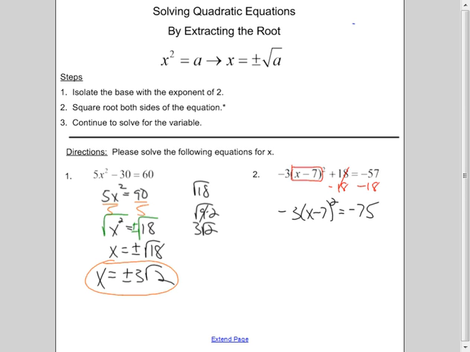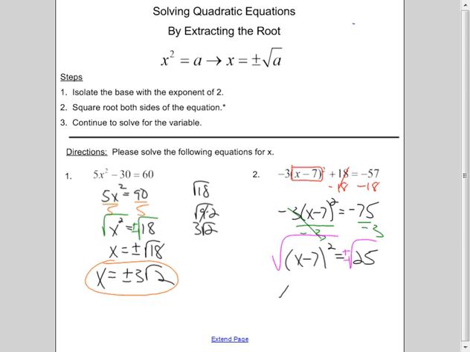Okay, and then I need to get that base of x minus 7 that is squared by itself. So now I'm going to divide by negative 3. And that is going to give me the quantity of x minus 7 squared equals 25. Now that I've got this base by itself, it's got the exponent of 2, I'll square root both sides, again remembering that I've got to get this plus or minus, the most commonly forgotten thing when doing these problems most likely. So I will square root both sides, take plus or minus.